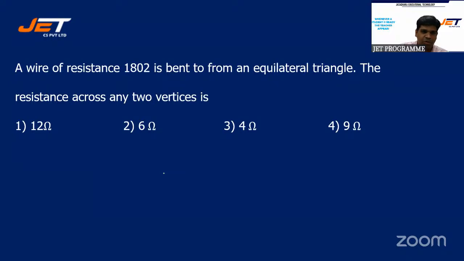A wire of resistance 180 ohm is bent to form an equilateral triangle. The resistance across any two vertices is, and this is not two students, it's ohms. Now look at this. This is an interesting question. I've got an equilateral triangle like this. 180 on the total. So each side will be 60 ohms. Do you all agree with that?